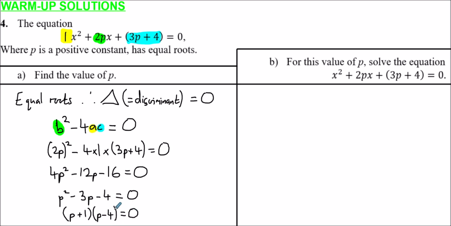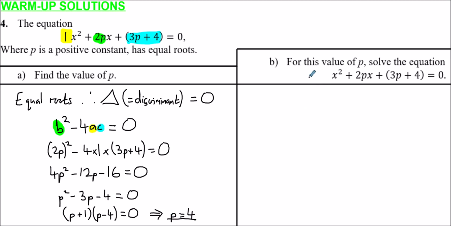At this point, remember what the question said. p has to be a positive constant, okay? So normally here we'd say p can be minus 1 or p can be 4, but because p is defined as being positive, we have to ignore the minus 1 option and say that p must be equal to 4.